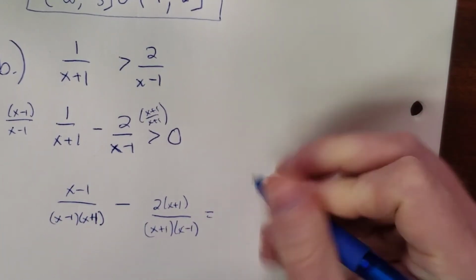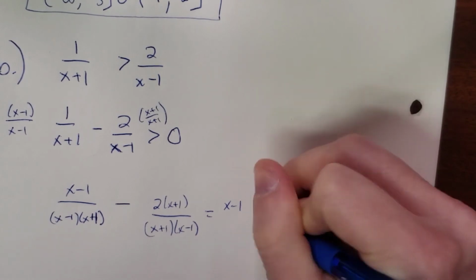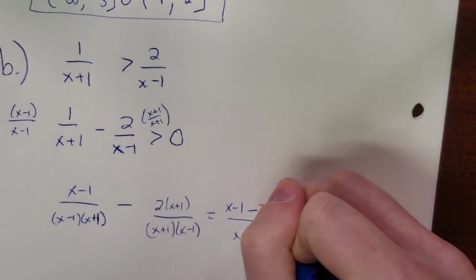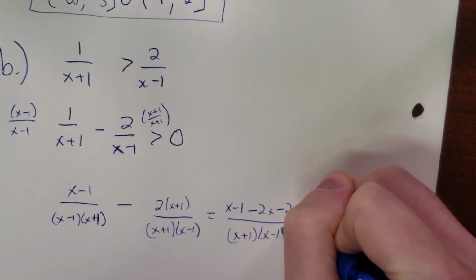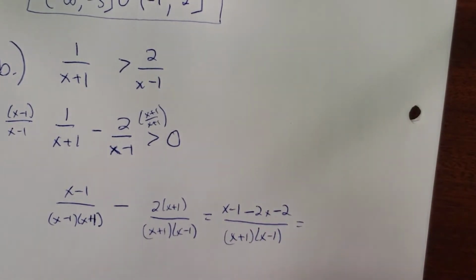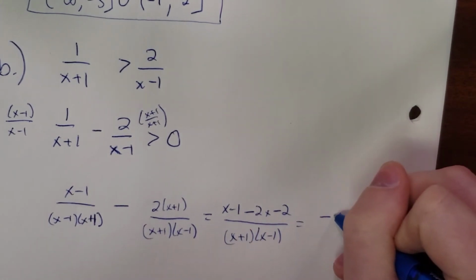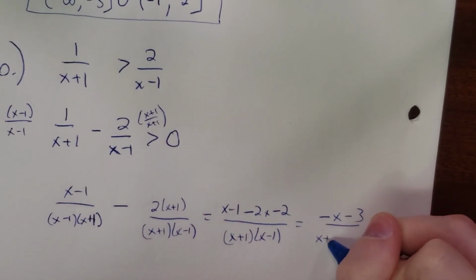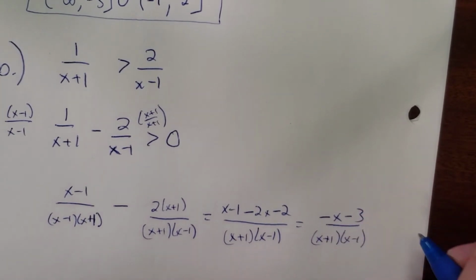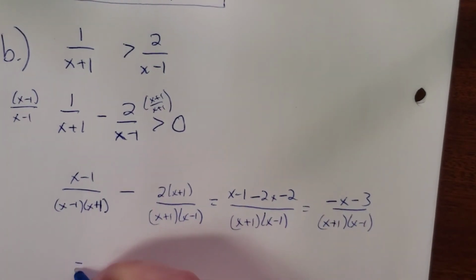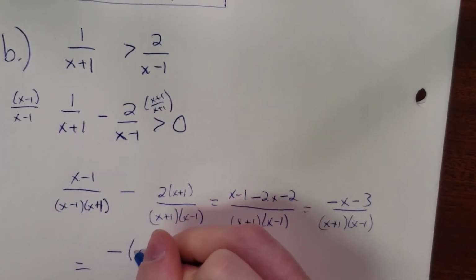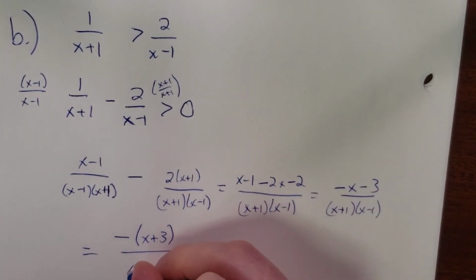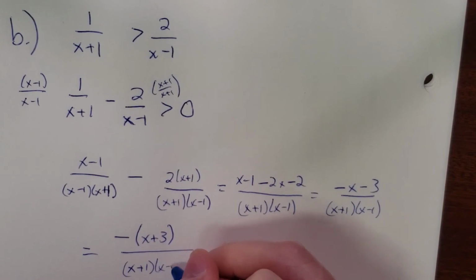And let's simplify this. We get x minus 1 minus 2x minus 2 all over x plus 1 times x minus 1. This is equal to, all right, x minus 2x is a negative x, and negative 1 minus 2 is a negative 3, all over x plus 1 times x minus 1. Well, that is equal to negative of x plus 3. I just factored out a negative in the numerator, all over x plus 1 times x minus 1.